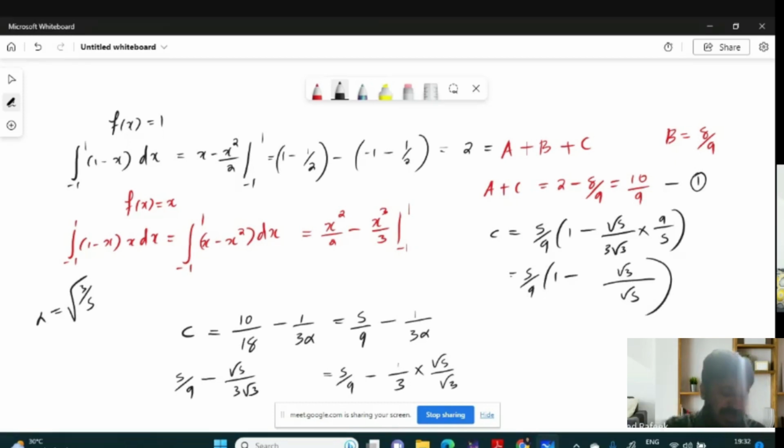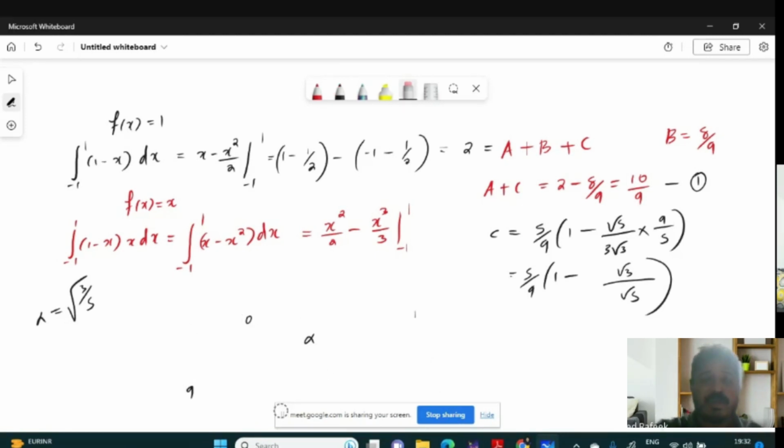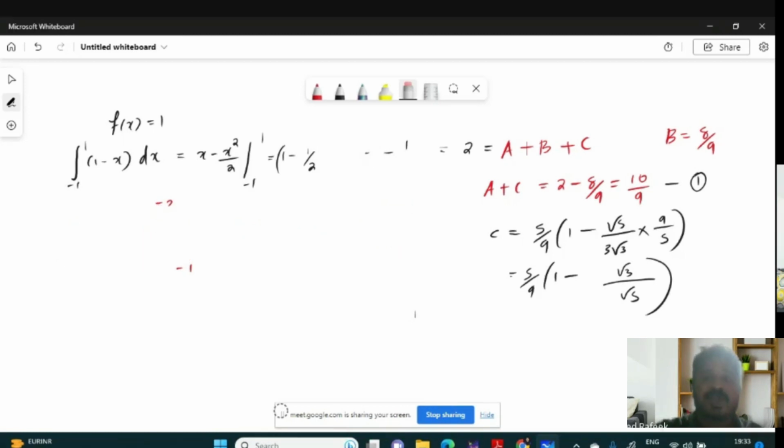Now need to check the value of A. Let's find the value of A. Because we have A plus C is equal to 10 by 9. A plus C is equal to 10 by 9. By using that.